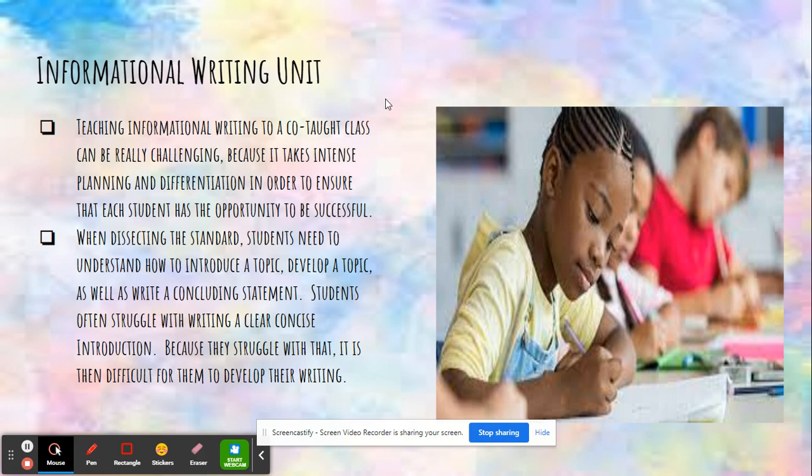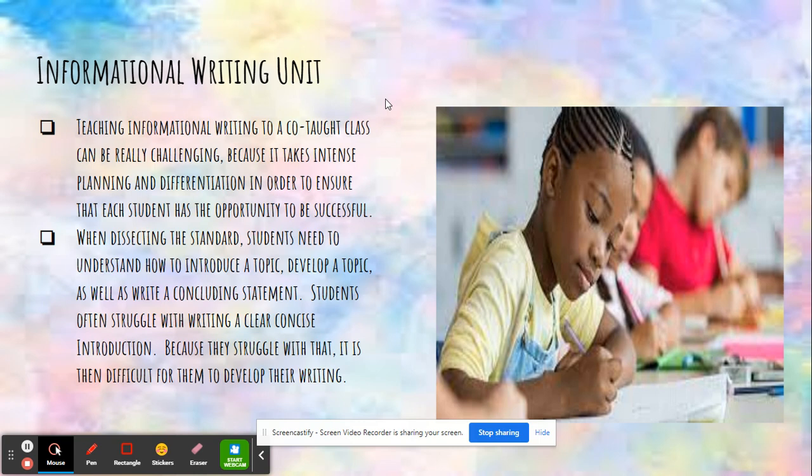So, an informational writing unit. Teaching informational writing to a co-taught class can be really challenging because it takes intense planning and differentiation in order to ensure that each student has the opportunity to be successful. When dissecting the standards, students need to understand how to introduce a topic, develop a topic, as well as write a concluding statement. Now, when we're considering something such as Milestones, they may count off for them not having those transitional phrases, but some of those students are still able to get a two or maybe even a three if they know how to do those three things effectively.